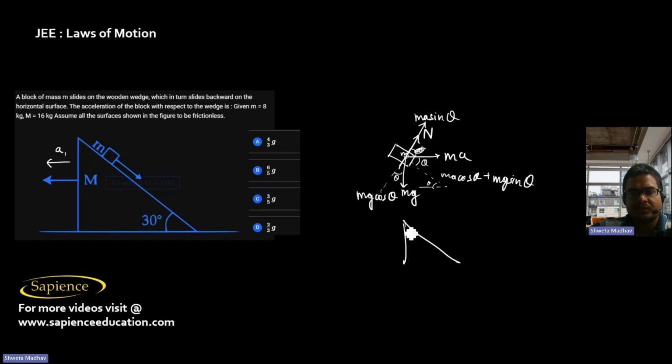Now for the wedge, if you draw the free body diagram, this is the normal reaction of the ground, let's say n1, this is mg, and here the normal reaction is acting n, and it is moving with a1 acceleration. So therefore we can say n this way, this will be n cos theta, this is angle theta. No, this will be angle theta. So this is n cos theta.